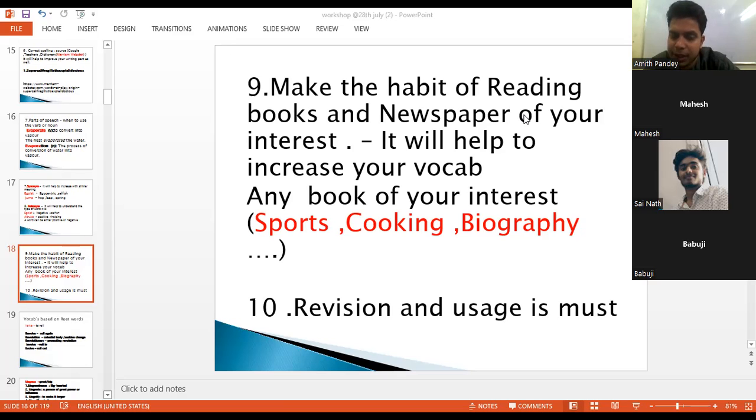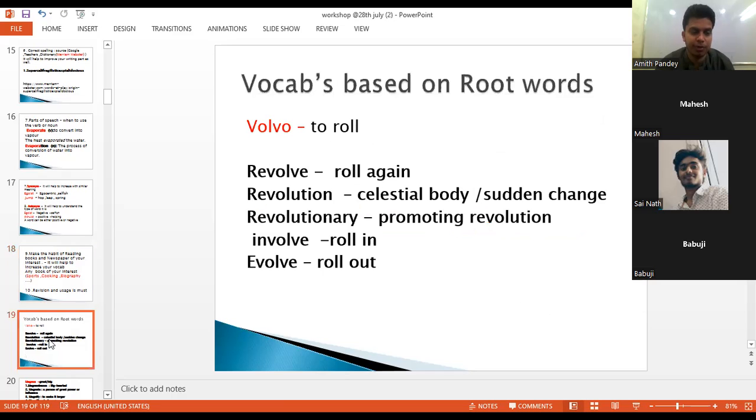And the last one is revision, which is very, very important. Even if you follow all the rules, if you don't revise things, then they will not work for you. Now, let me show you a few words which are based on the rules.